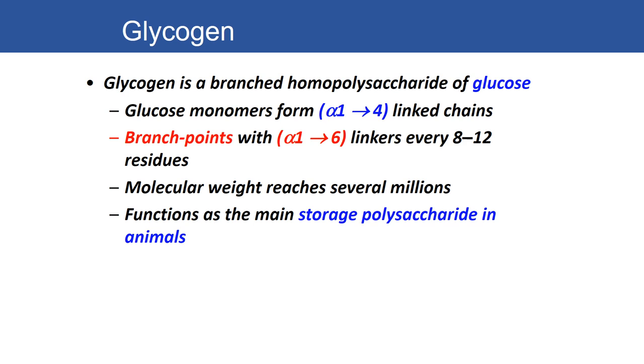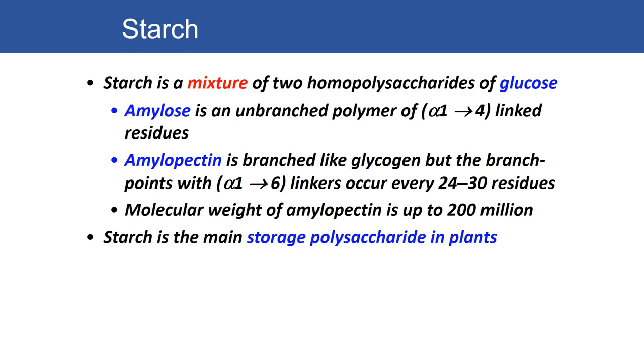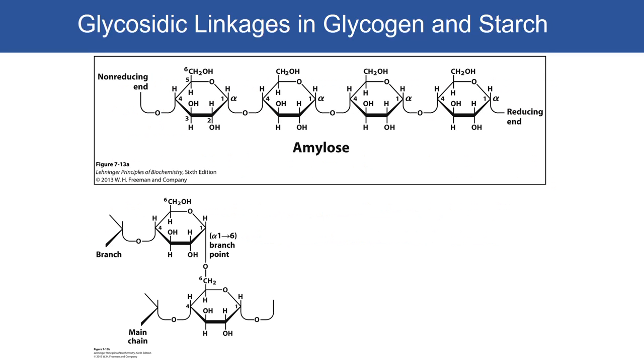in animals. Glycogen does. Starch is a mixture of two homopolysaccharides of glucose. We have amylose and amylopectin. Amylose is an unbranched polymer with alpha 1,4 linkages. Amylopectin is branched like glycogen, but the branch occurs about every 24 to 30 residues. The molecular weight of amylopectin can be up in the 200 millions. Starch is a main polysaccharide in plants.